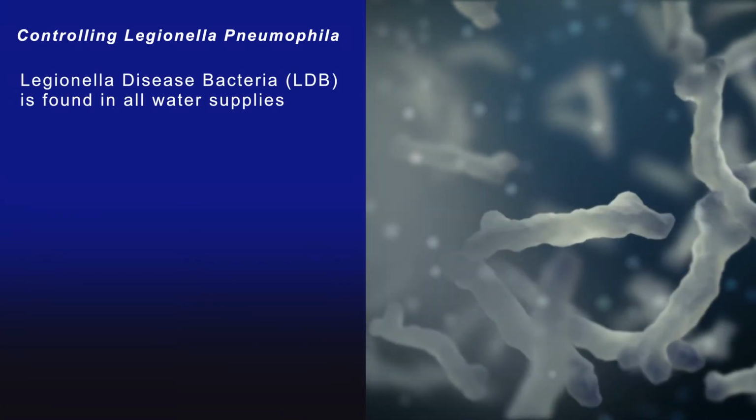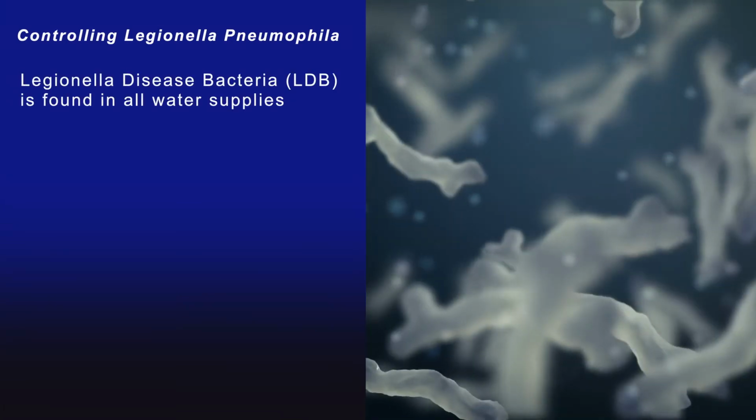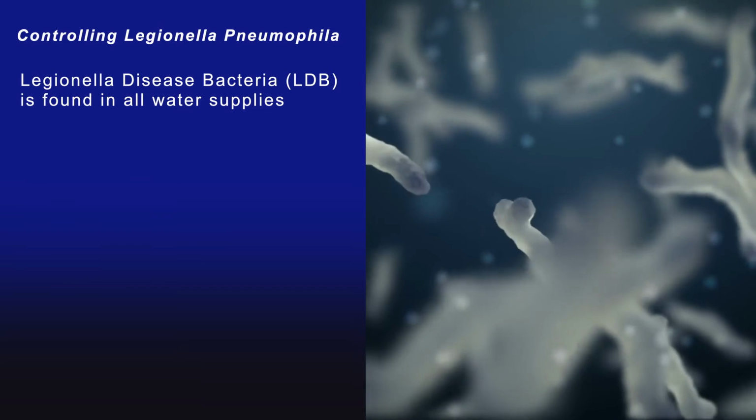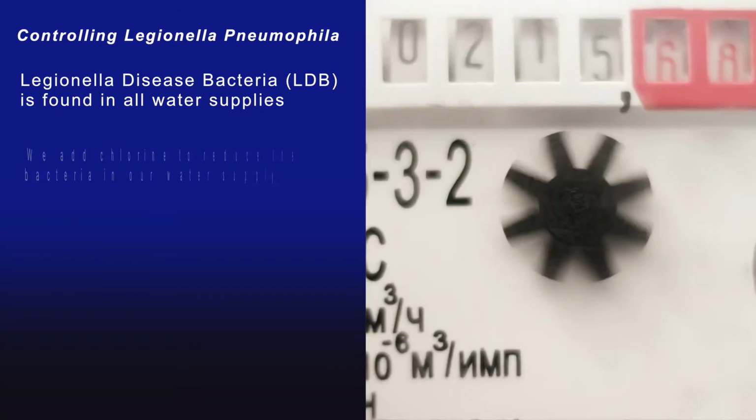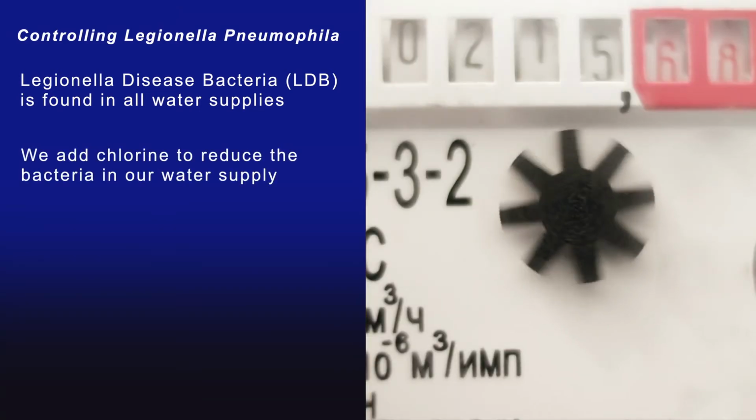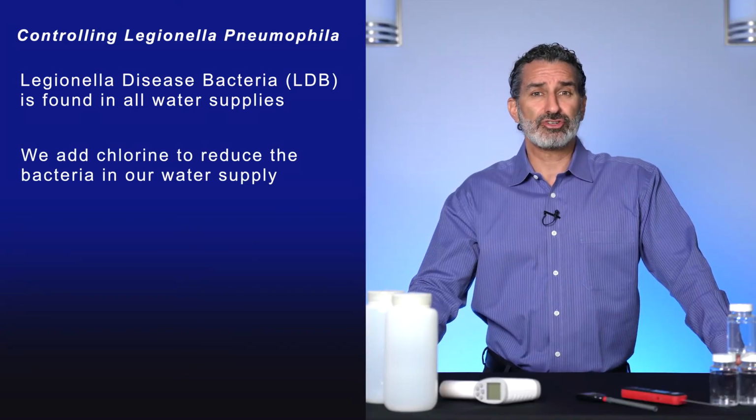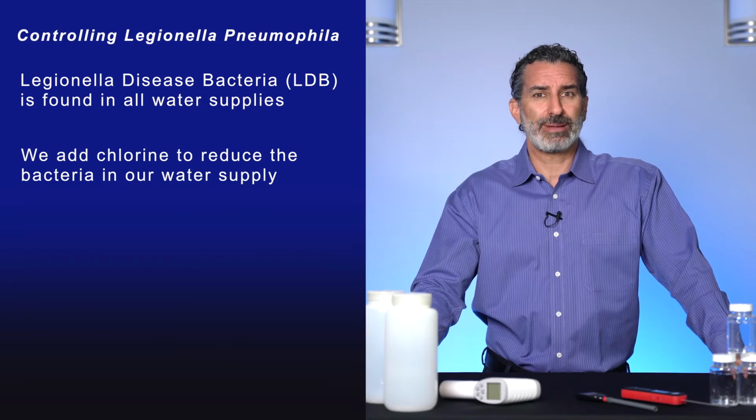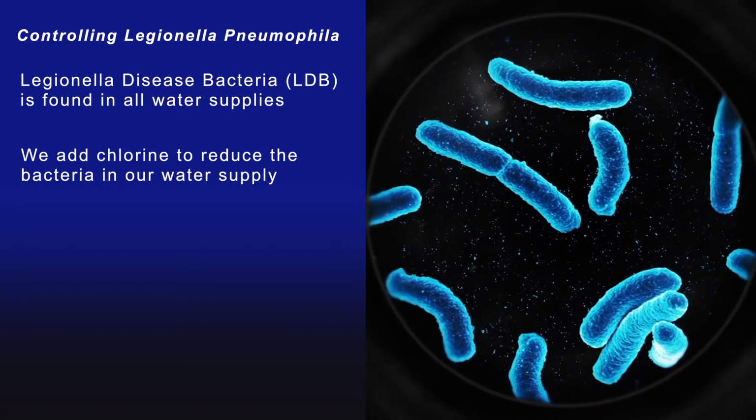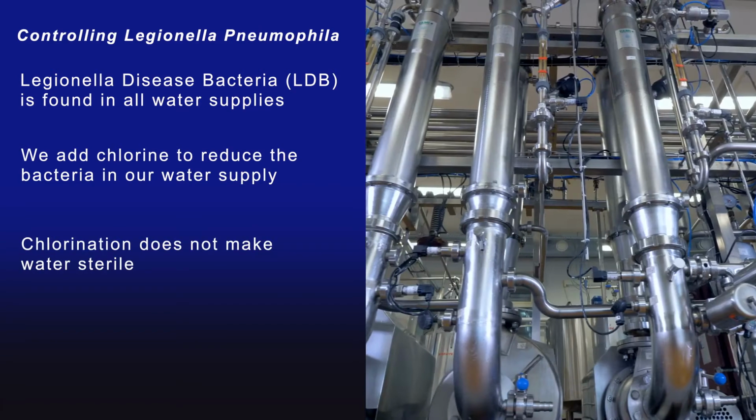Legionella bacteria are common to all water. They are omnipresent. The way they get into your built environment is essentially from the city. The city delivers water to you, and city water generally contains chlorine. Chlorine is used to control bacteria, not just Legionella bacteria, but all bacteria. It is not to make your water sterile.